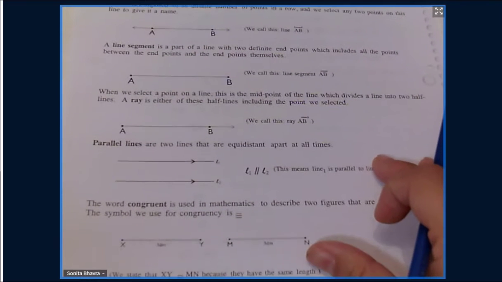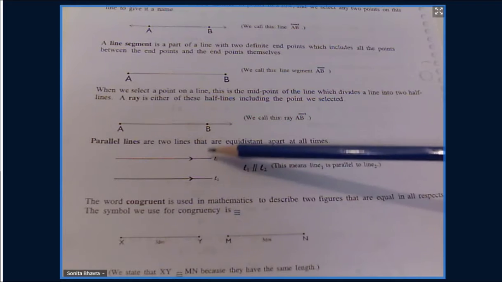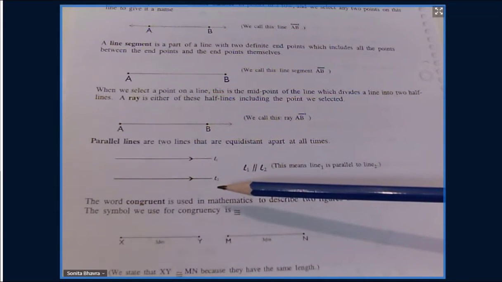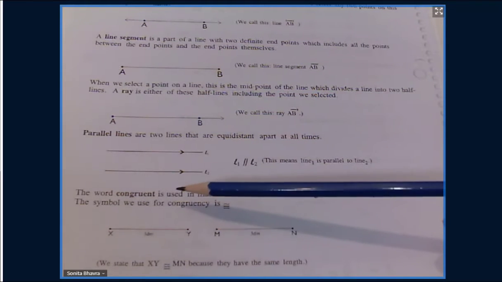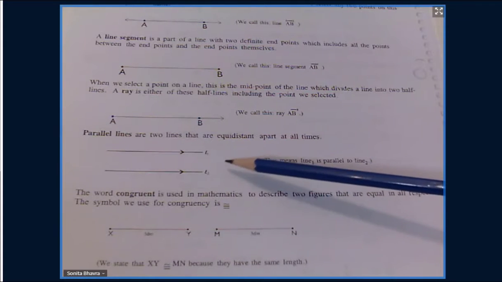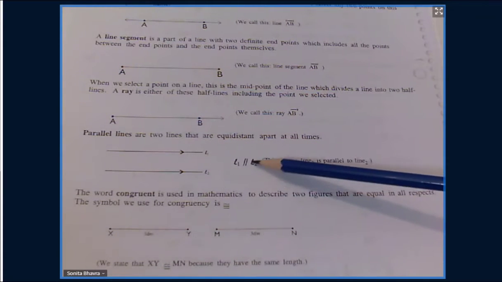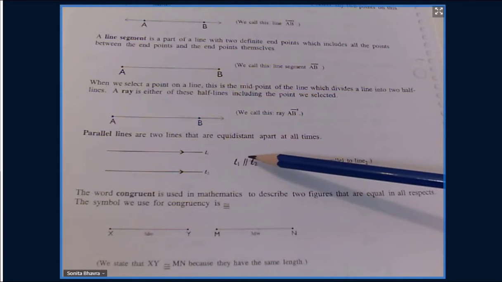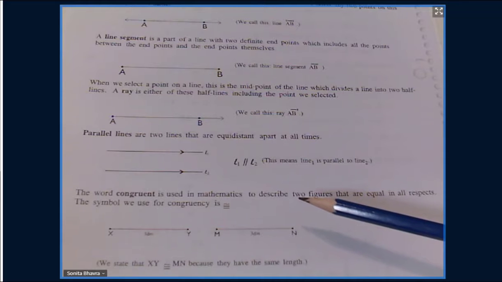All right, and next is parallel lines. Parallel lines are going to be 2 lines, like shown here, that are equidistant apart at all times, meaning the distance between the 2 lines will always stay the same. And it's represented like this. So if this is line 1, this is line 2. We can say line 1 is parallel to line 2 by showing these 2 slashed lines. Slashed lines, it just basically means that line 1 is parallel to line 2.